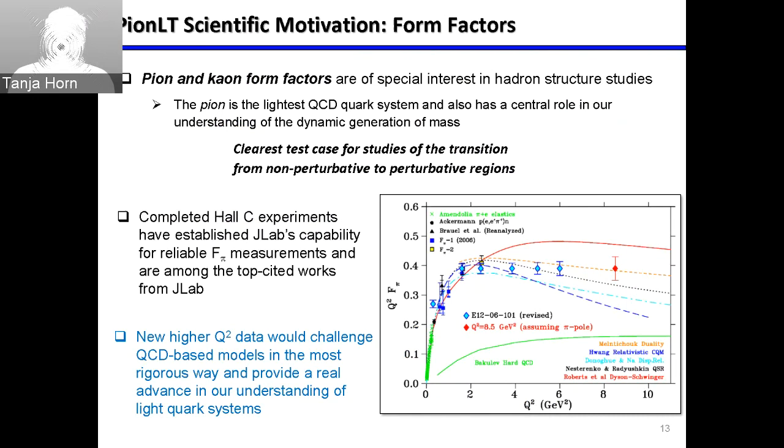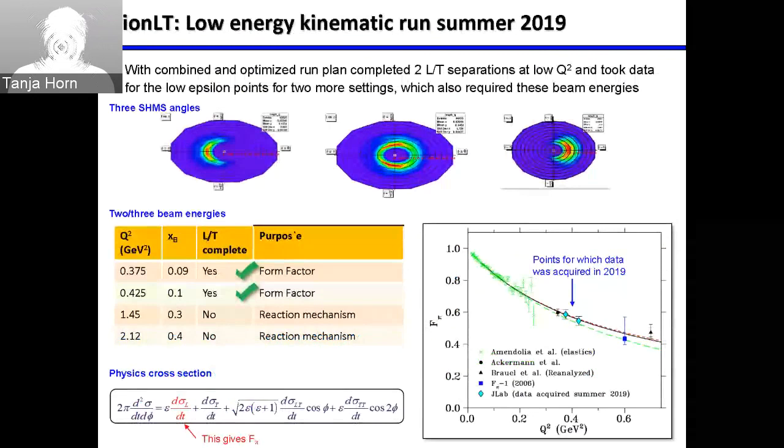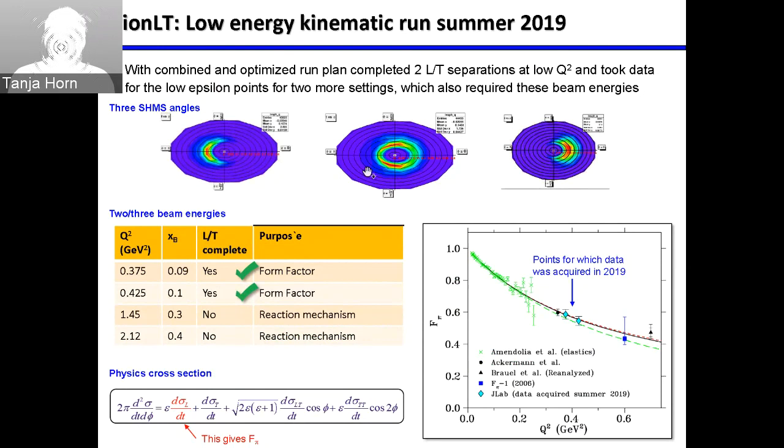So we've actually already taken some data for pion LT for this experiment last summer. In this case, we were able to complete true LT separation. Just to briefly review how it's done: we take data at three SHMS angles to get this azimuthal coverage that I talked about earlier to do LT separations, illustrated here. On the one side, we call it maybe right, center, and left settings on the SHMS. We also, of course, need, as I mentioned, different beam energies, two or three. And that gives us in this table one point in Q squared each.